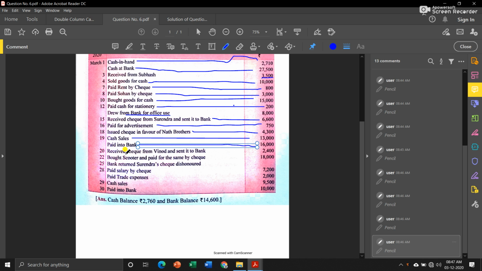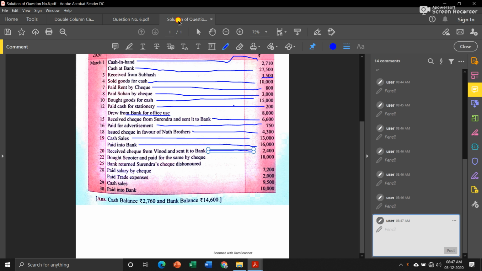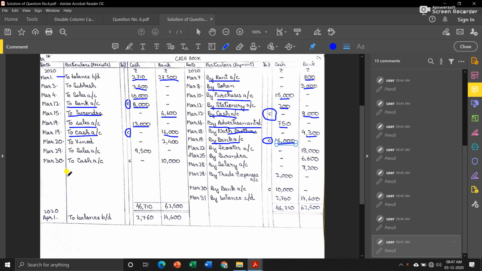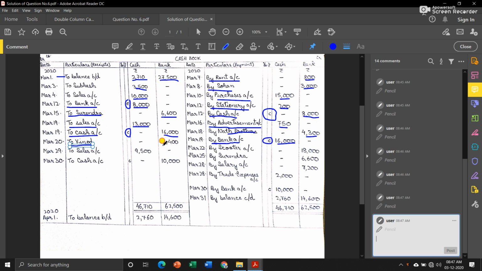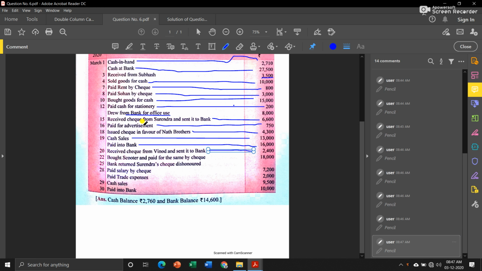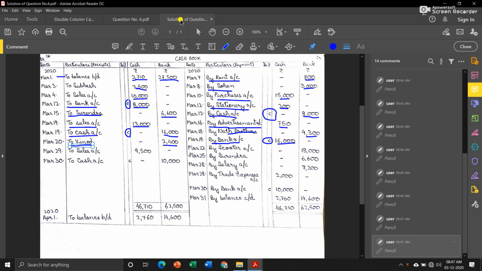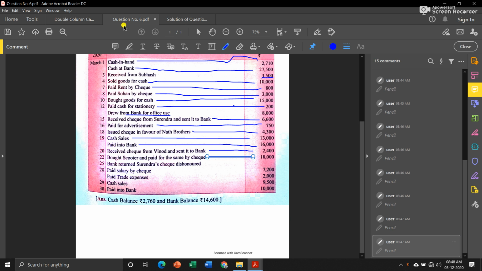Then next transaction is receive check from Vinod and sent it to bank. So we received a check and on that same day we deposited it into bank, so we will record it into debit side to Vinod and in bank column 2,400. The next is bought scooter and paid for the same by check. That means we bought scooter and we paid by check. So on the payment side we will write by scooter account. On the bank column we will write 18,000.